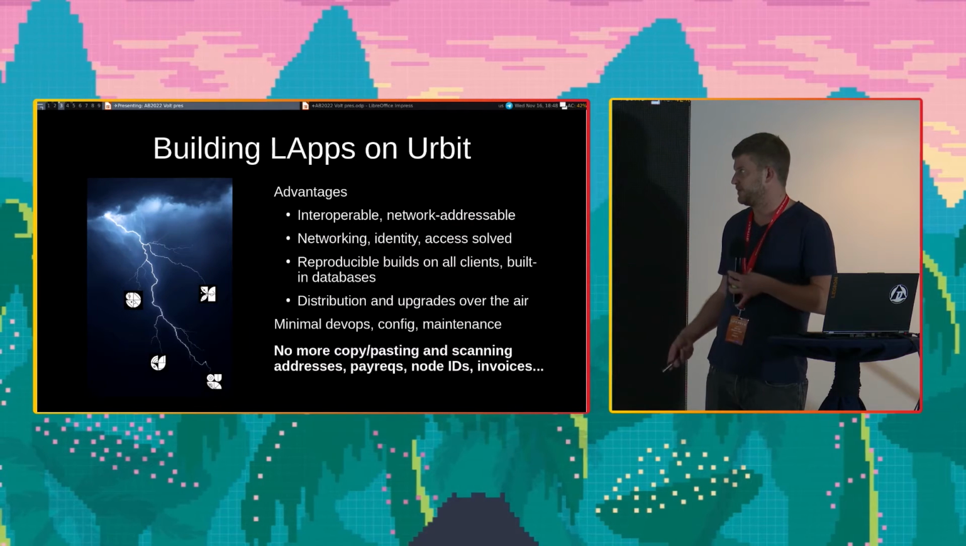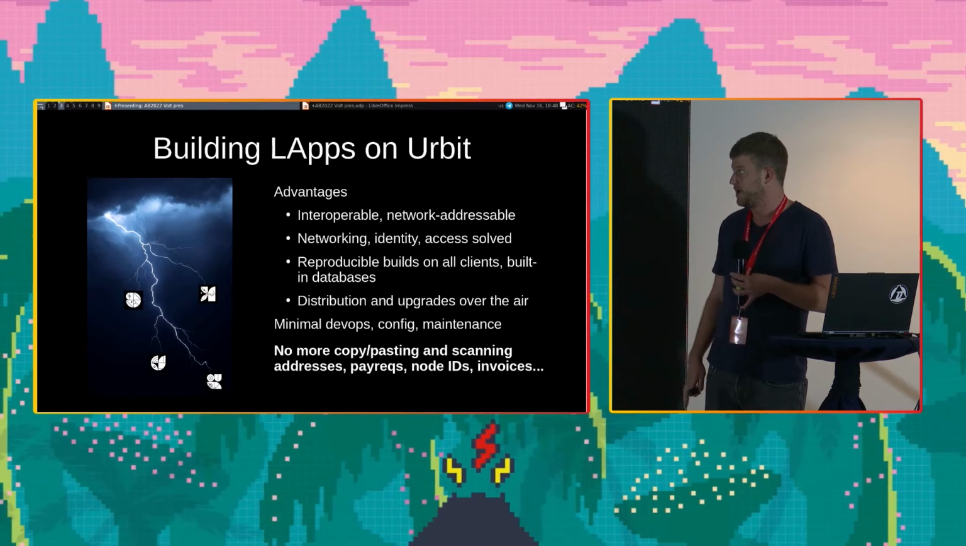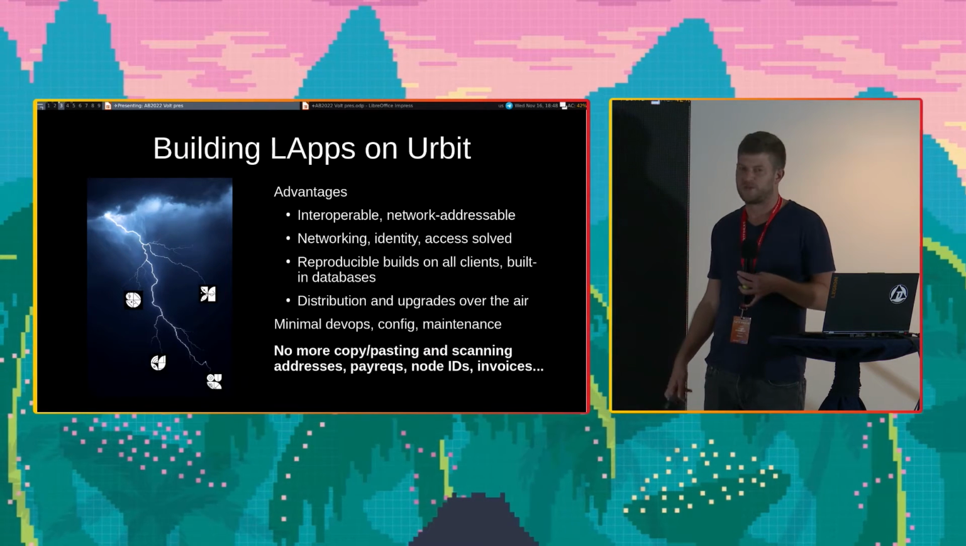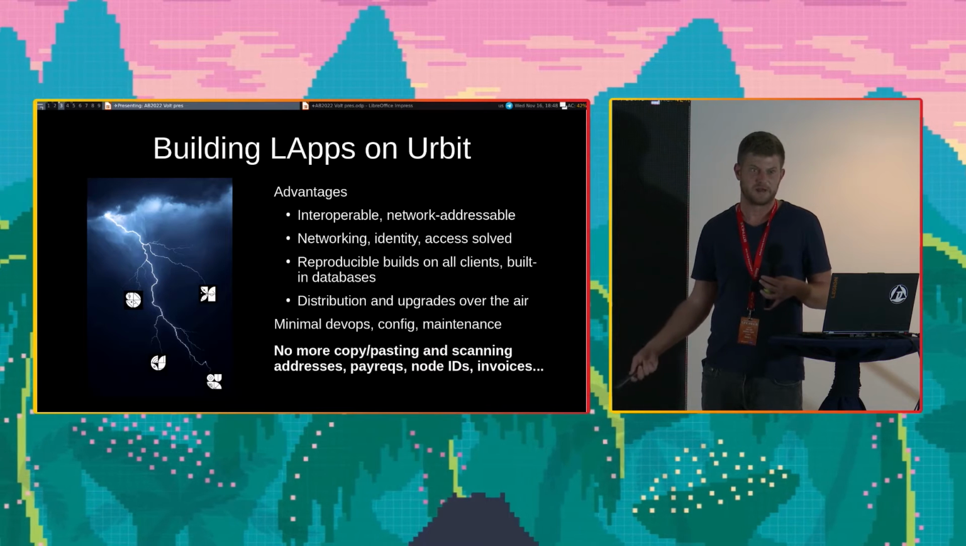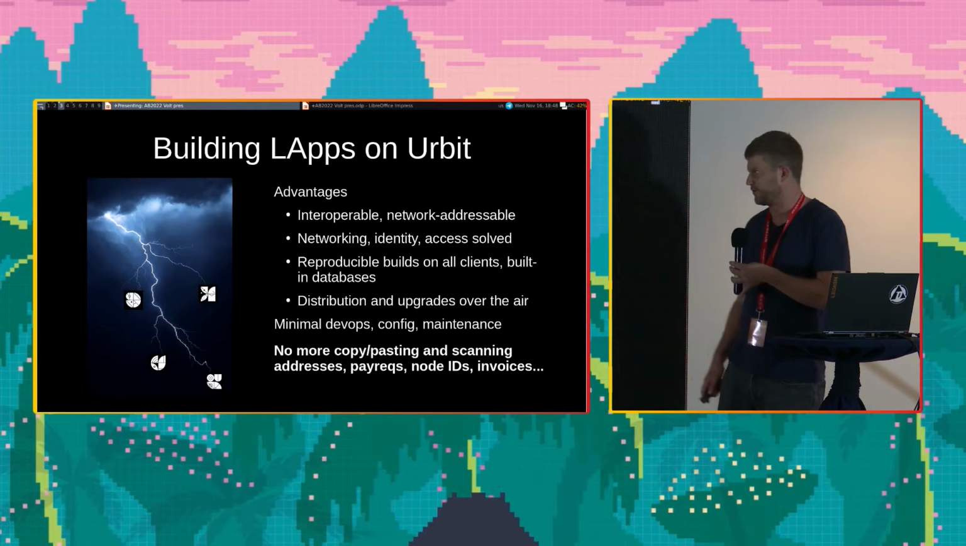So we'll talk about the advantages of using these apps and of building Lightning applications on Urbit, and really should put L in parentheses, because the apps that are on Urbit can be made into Lightning apps immediately, or more or less immediately, and with a great deal of ease.